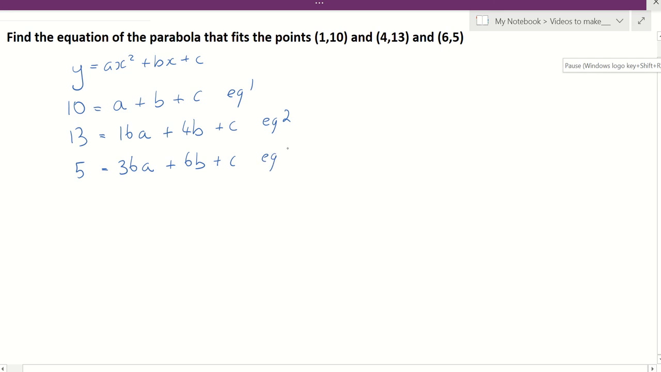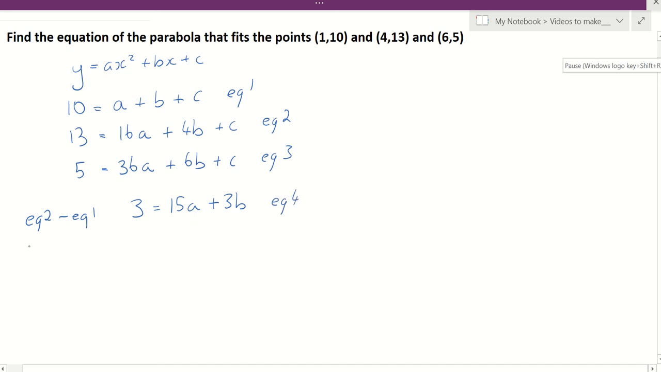Now, when we solve simultaneously, the whole point is to get rid of a letter at a time so that you can find one letter and then solve for the others. So the first thing I'm going to do is eliminate the c by subtracting equation 1 and 2. So I'm going to do equation 2 take equation 1. Now the order doesn't matter here, but I'm going for some positive numbers. So 13 take 10 is 3. 16 take 1 is 15. 4 take 1 is 3. And c take c would eliminate the c. I'm going to call this one equation 4.